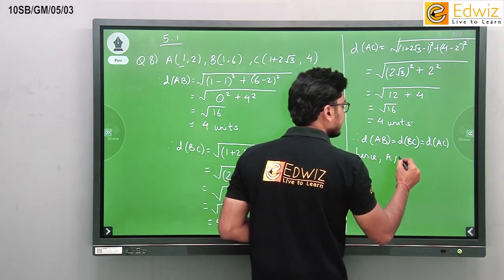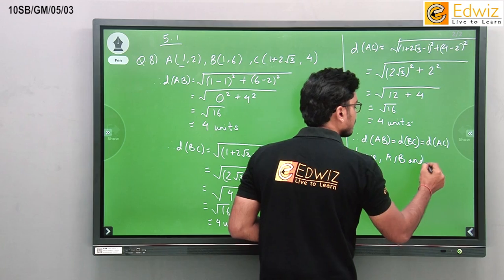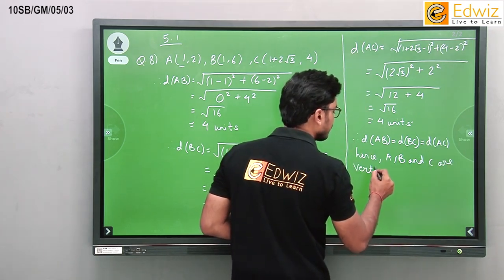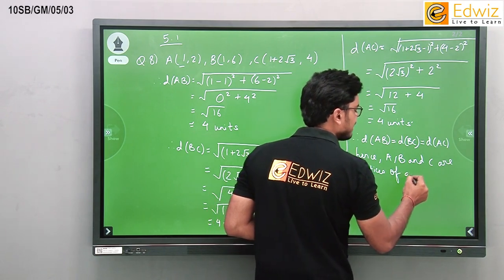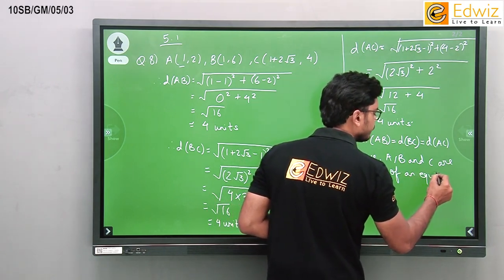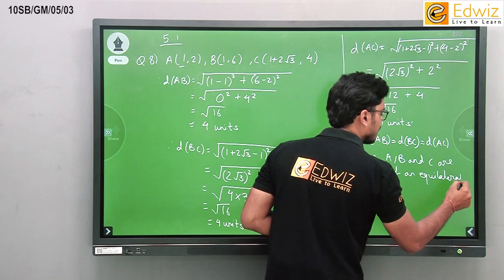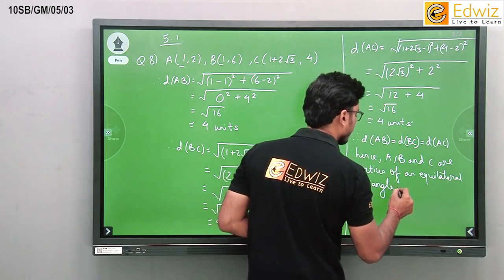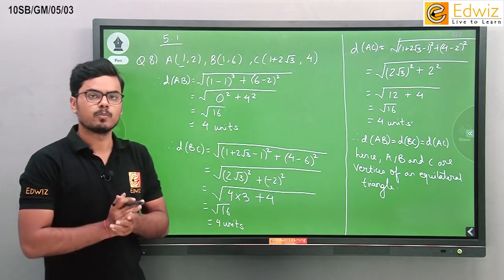A, B and C are vertices of an equilateral triangle. Okay, this is what we had to prove.